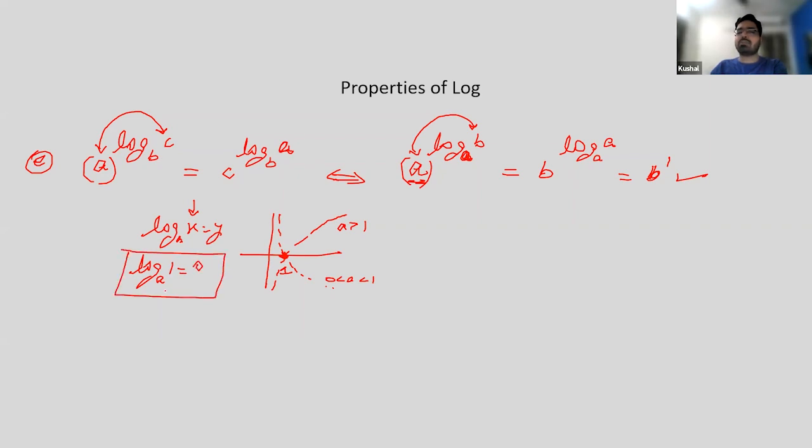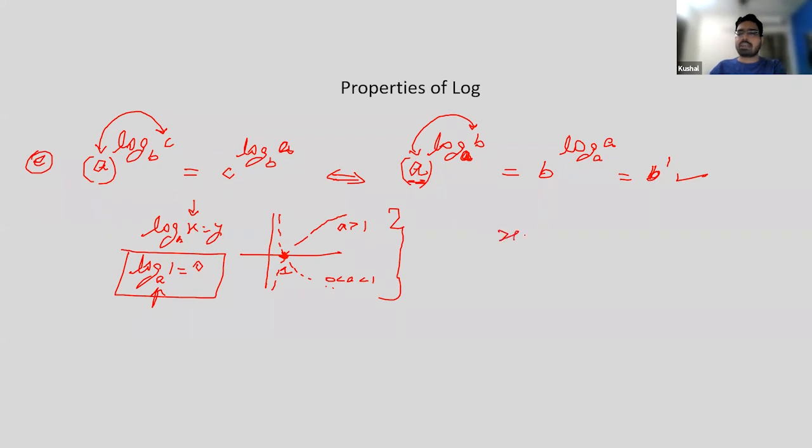Whatever may be the value of a, of course, a should be in such a way that log is defined, right? So a should be either between 0 and 1 or greater than 1. So log base a 1 will always be 0 irrespective of the values of a. You can look at it with the help of this graph. You can of course express this in terms of the basic values as well.